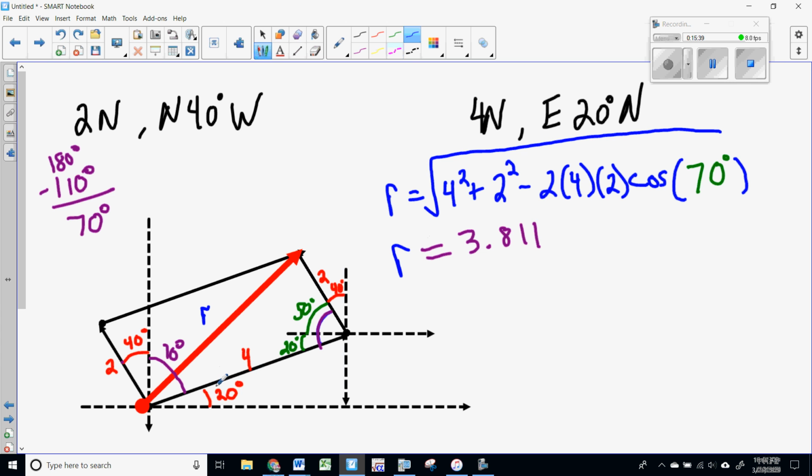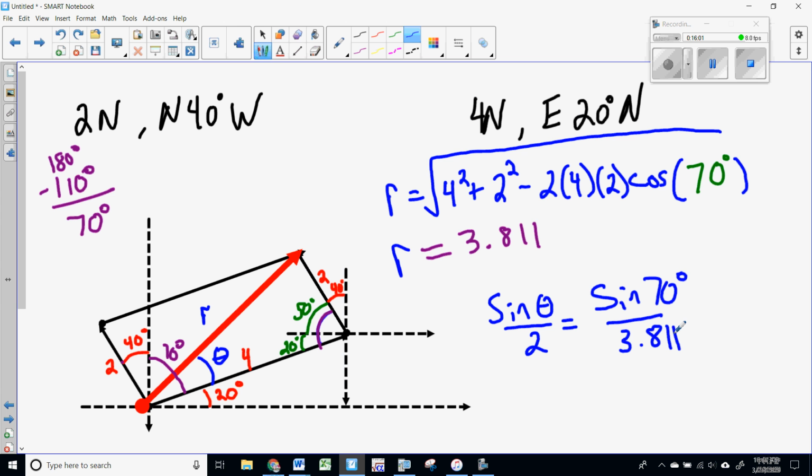The next thing we need to find is the direction of R. So what I'm going to need to find is this angle right here, that theta, to figure out the total direction. So now I have the sine of theta over 2 is the sine of 70 over 3.811. If I cross multiply and put that into my calculator, I get my theta to be 29.543.